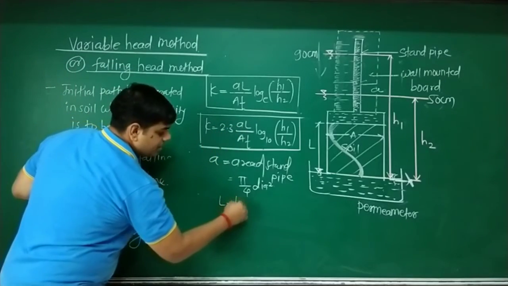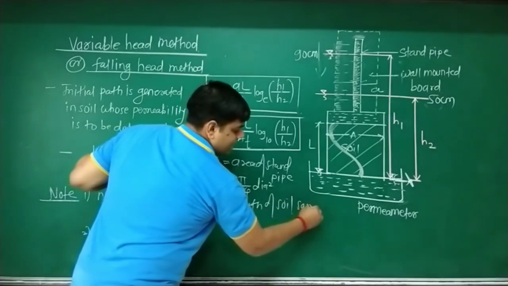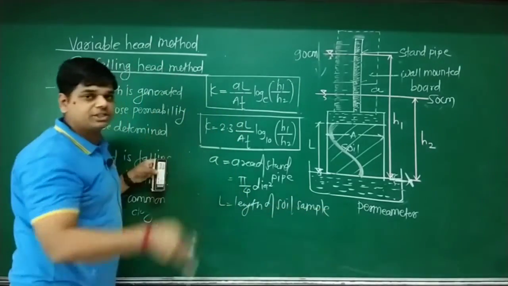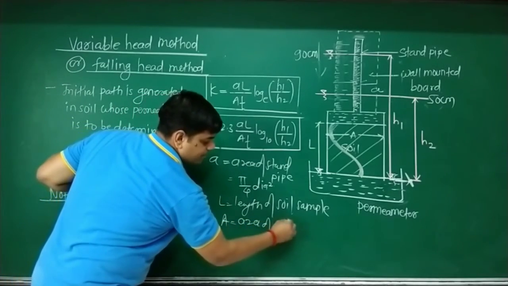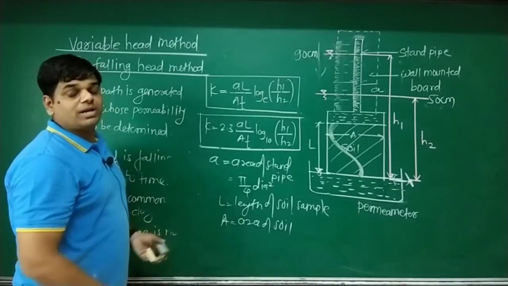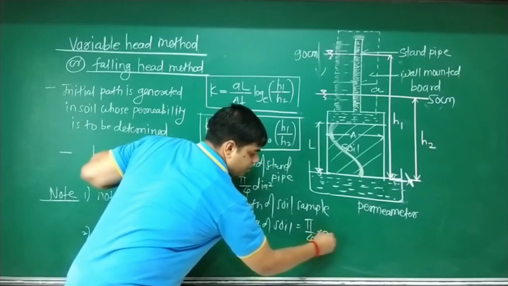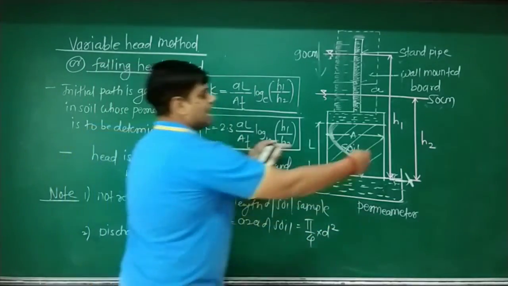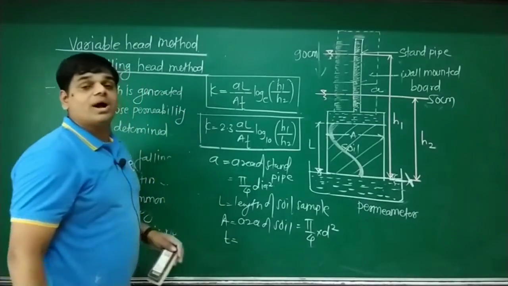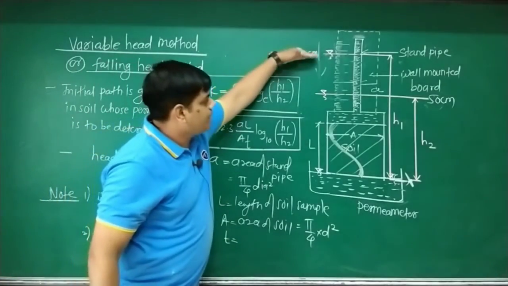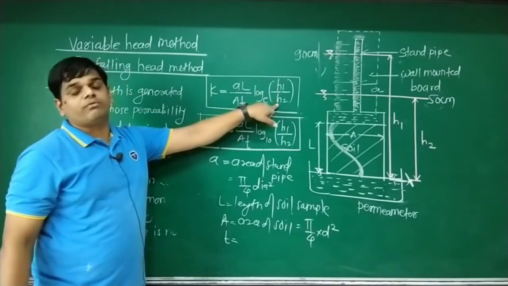Now, what is L here? Length of soil sample in the direction of flow. What is A? Area of soil. How to get the area of soil? Area of soil is nothing but area of permeameter, that is pi by 4 into diameter square. Which diameter? The diameter of permeameter. What is T here? Time required for the head to drop from H1 to H2. And H1 is the initial head, H2 the final head.